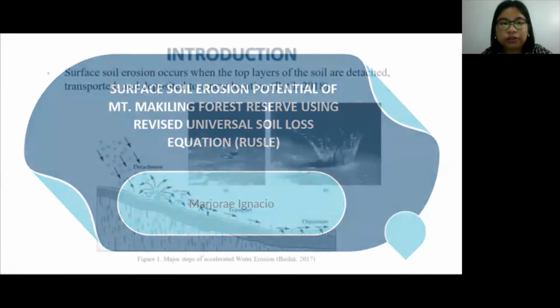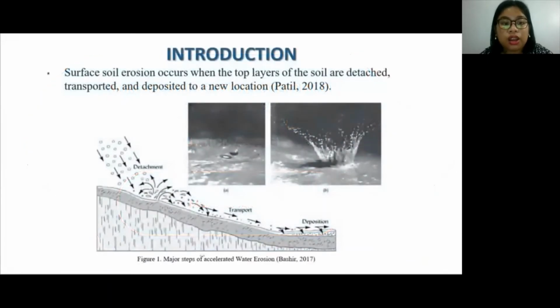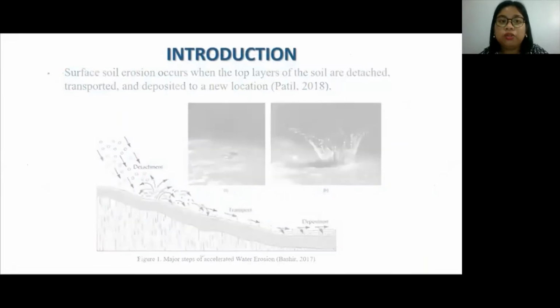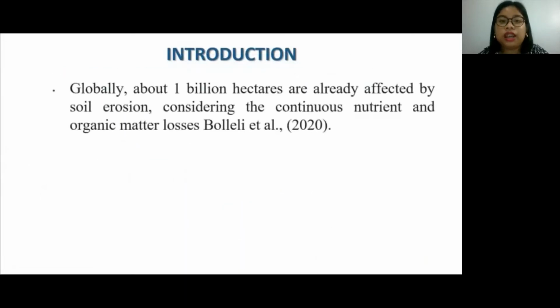Let's proceed. There are three major steps of accelerated water erosion. These are the detachment of soil particles, transportation of soil particles in the form of splashing, rolling, and dragging, and the last one is the deposition part, wherein the soil particles are deposited to a lower elevation or into a water reservoir. Globally, about 1 billion hectares are already affected by soil erosion.